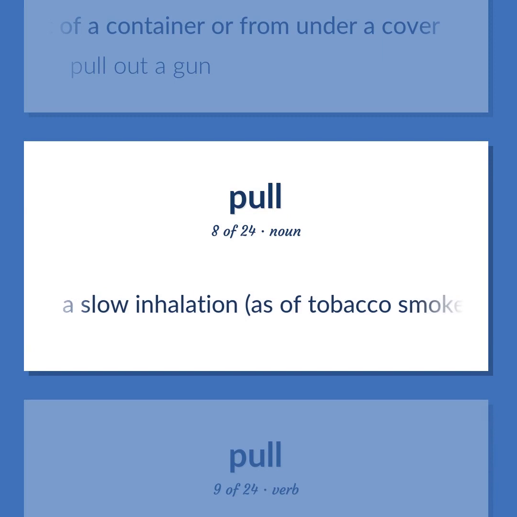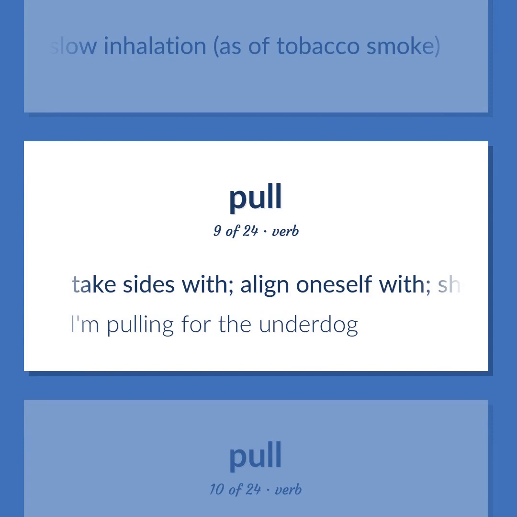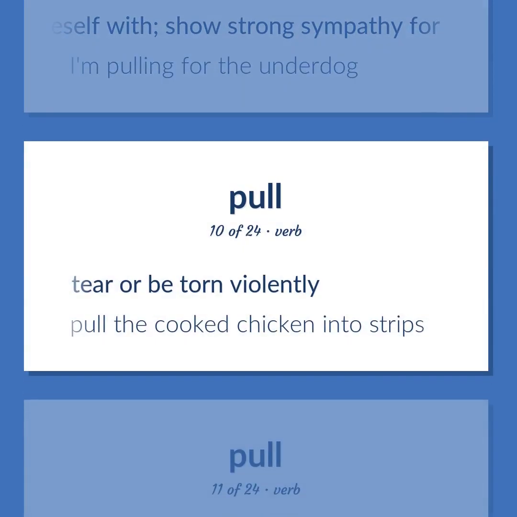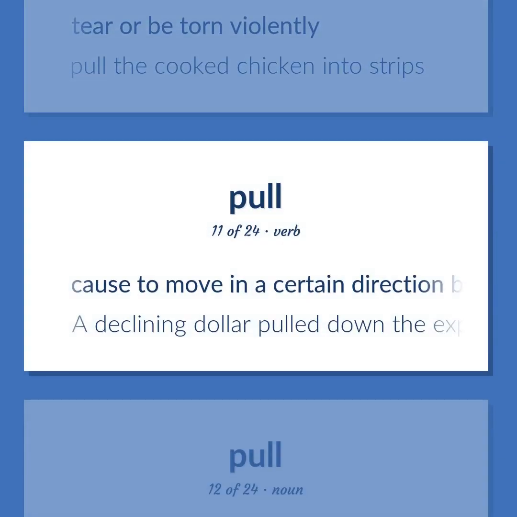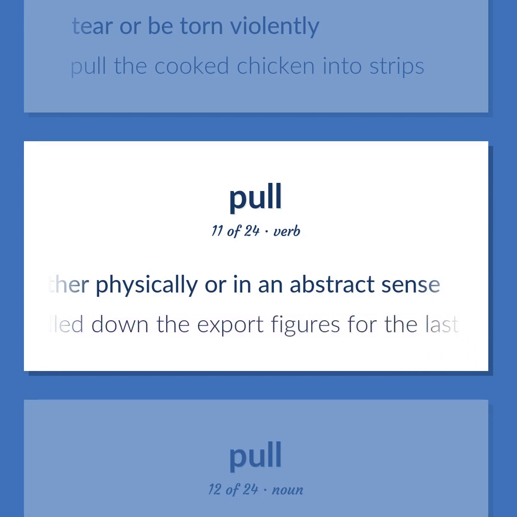A slow inhalation, as of tobacco smoke. Take sides with. Align oneself with. Show strong sympathy for. I'm pulling for the underdog. Tear or be torn violently. Pull the cooked chicken into strips. Cause to move in a certain direction by exerting a force upon, either physically or in an abstract sense. A declining dollar pulled down the export figures for the last quarter.